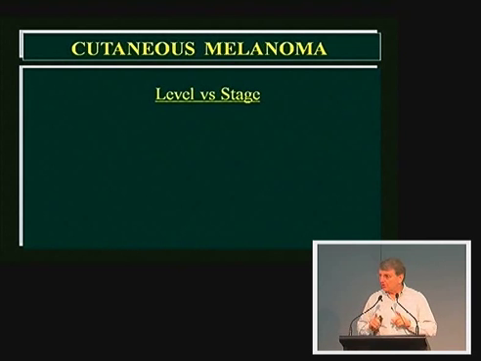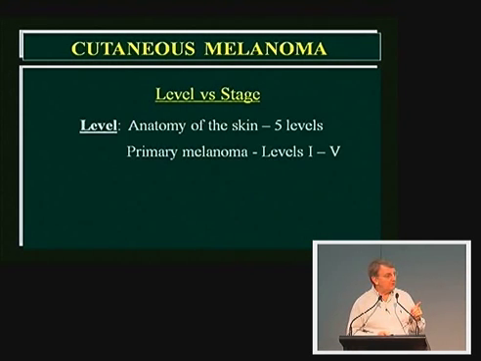Level and stage are commonly confused. You're diagnosed with a level 4 melanoma, you get on the internet and you look up stage 4 and you think you've got a 5% chance of being alive at 5 years, because that's the figure. But if you've got a 0.7 millimetre level 4 melanoma, you have a 95% chance of being alive at 20 years. So level versus stage.